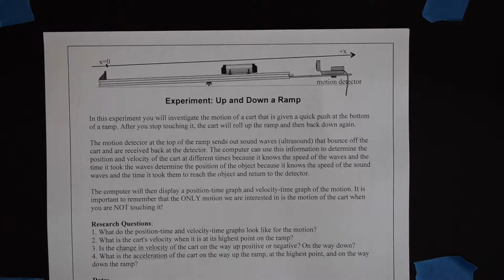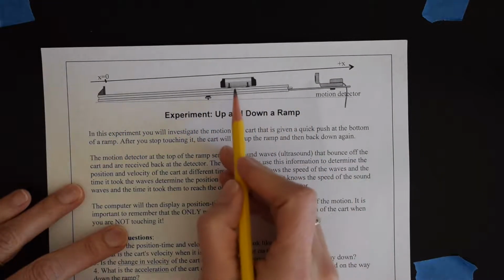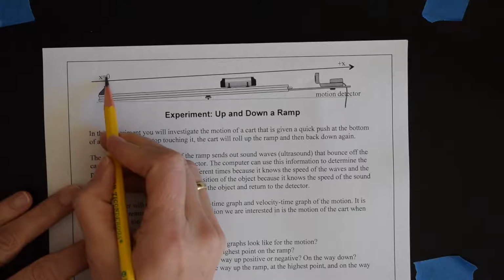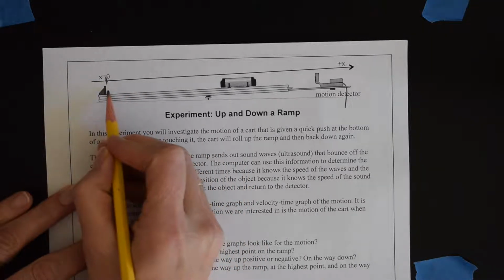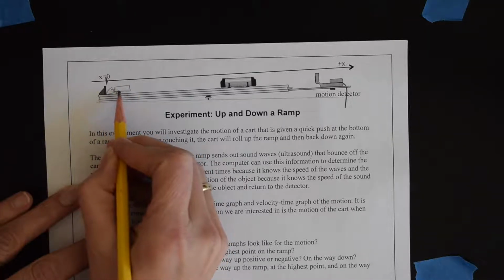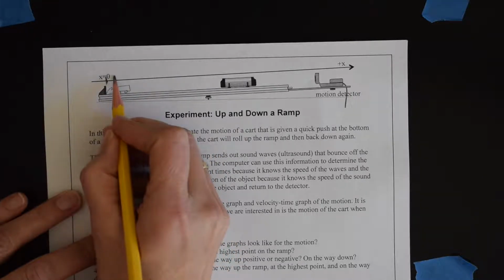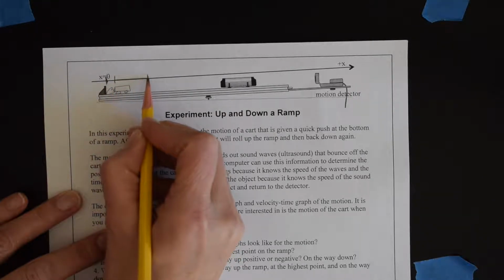Next, we completed our 2 experiments, and the first we'll talk about right now is the up and down a ramp experiment. In this experiment, we had a ramp with a cart, and we put the origin, our position origin here, and we took our hand and just pushed on the cart, and then once it was moving, let go. So there's a region here where the cart was being pushed.